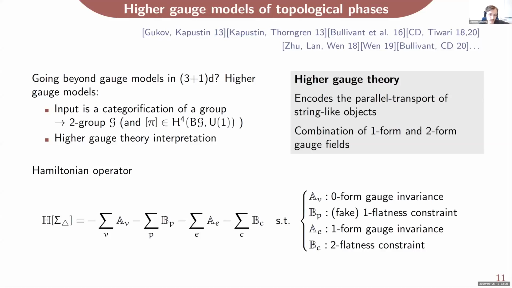Fake because, as I'm going to explain, it's a bit twisted by the presence of the two form. And similarly, we have the analogous operators for the two form part, which is a one form gauge invariance. So this is a gauge invariance whose charges are one dimensional, and a two flatness constraint that now penalizes a non-flat two connection. So essentially, this flatness constraint tells us that if we have a contractible two cycle and we have a holonomy, like a two holonomy around this two cycle, it has to be trivial.